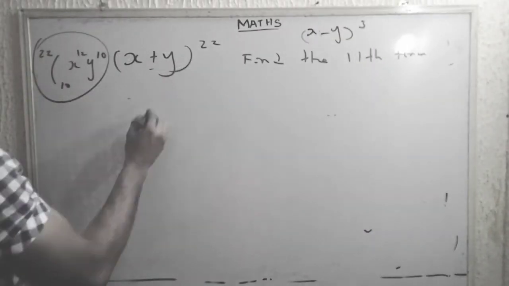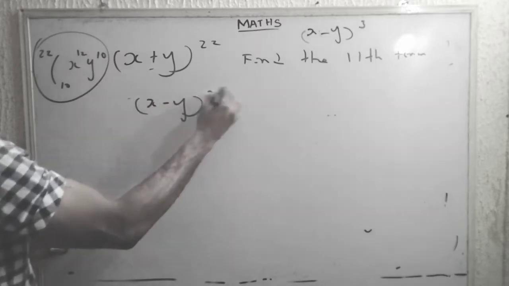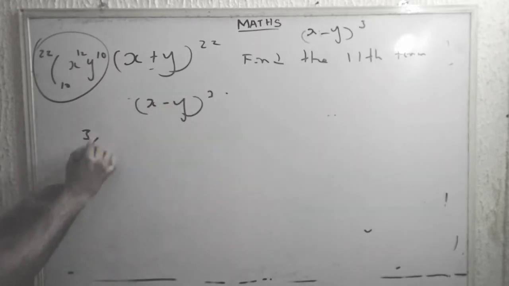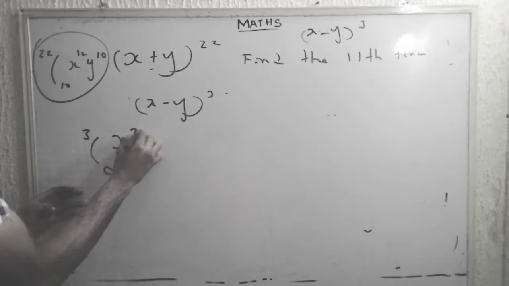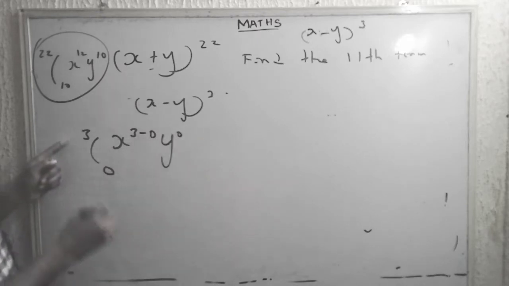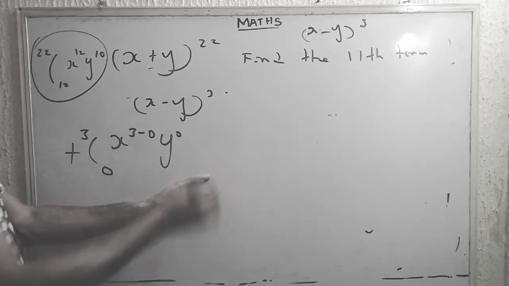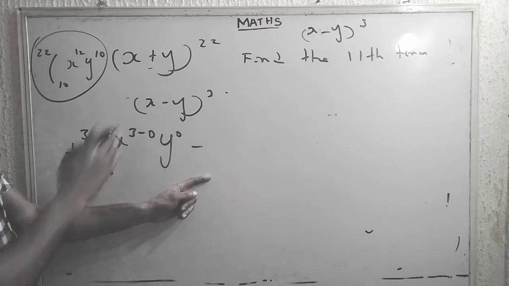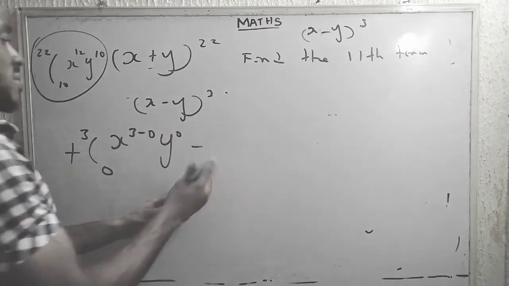So let's say I want to find the expansion of x minus y raised to power 3. So I'm going to have 3 combination 0, x raised to power 3 minus 0, y raised to power 0. Remember the first one is plus. So the second one is minus. That's to compensate for this. Plus, minus, plus, minus.